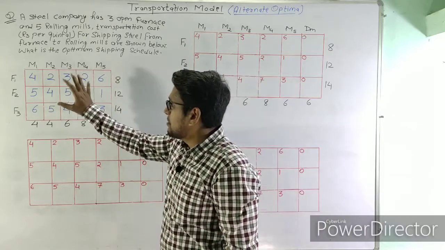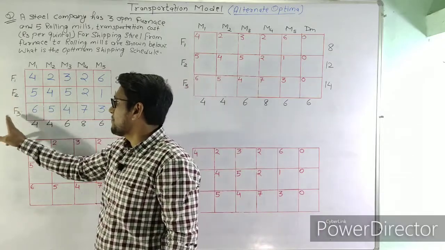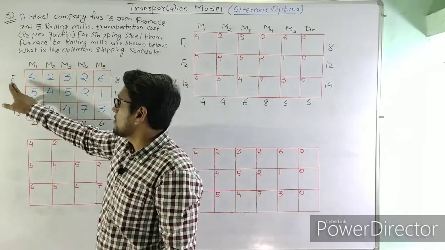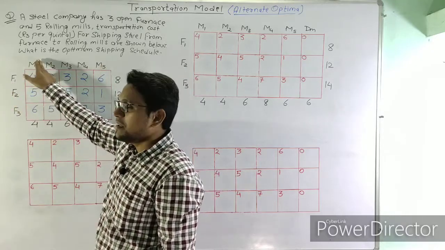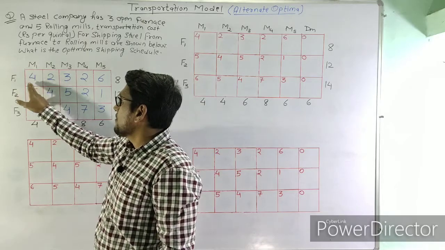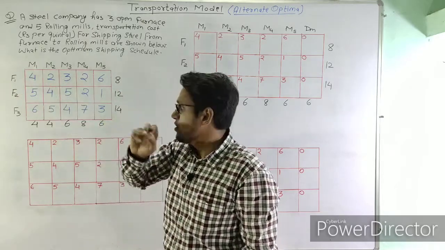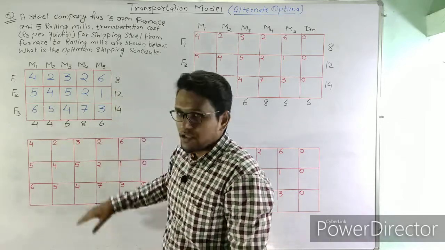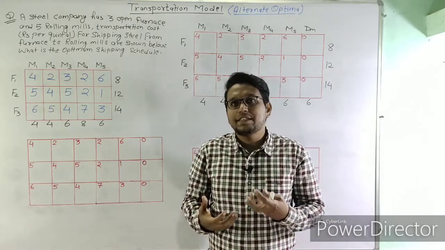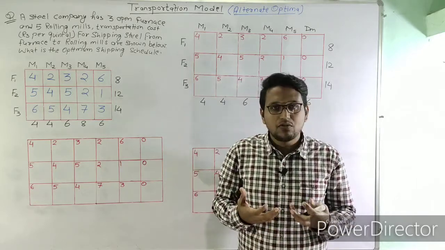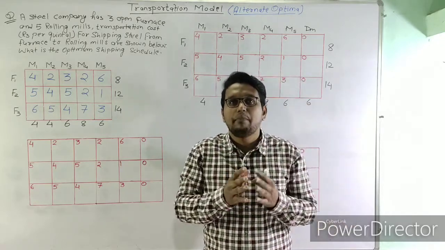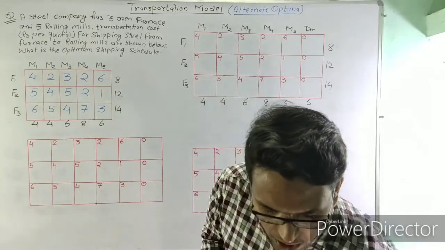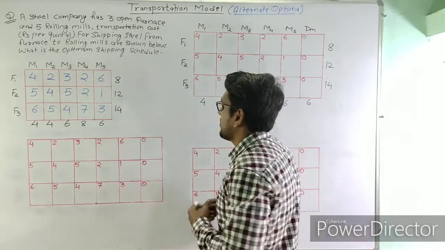So here in this matrix we have given 3 furnaces F1, F2, F3 and 5 rolling mills, and the transportation of steel from furnace to rolling mill is given in the form of unit transportation cost, and the supply and demand are also given. So first of all, in any transportation problem, what we would like to know is whether our problem is a balanced problem or an unbalanced problem. So let us quickly see if our problem is balanced or unbalanced.